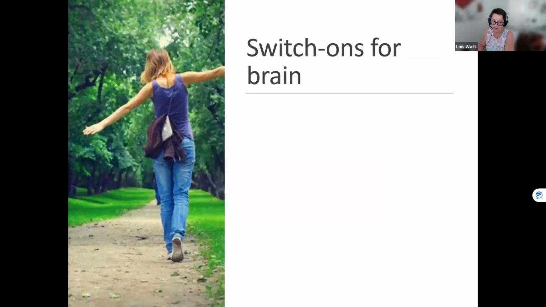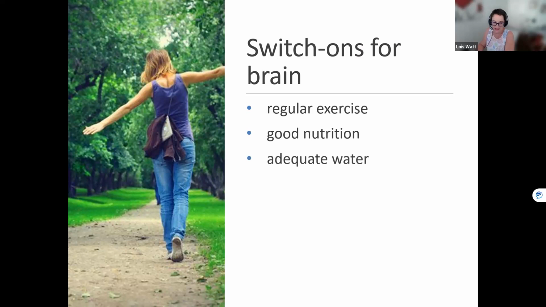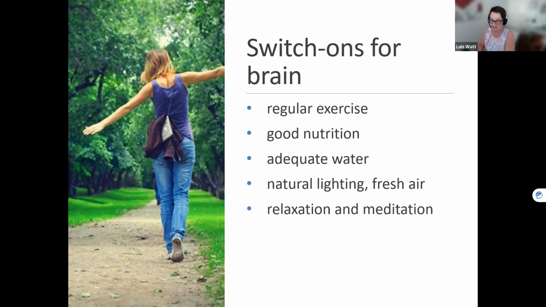So the switch on for brains, surprisingly enough, are exercise, nutrition, adequate water, natural lighting and fresh air. When I worked at one university when I first came to Australia, I was inside a cupboard and it was so depressing. In the end, I asked to be moved because I was dreading coming to work. Relaxation and meditation, outside time with nature. Now they're good for our bodies too, aren't they?